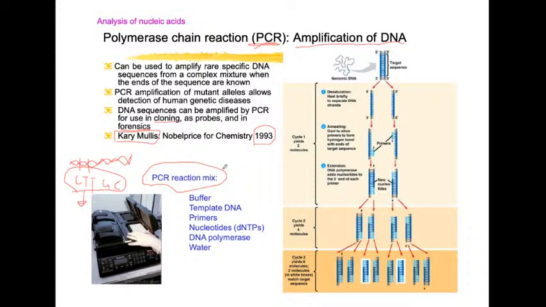And for the same, you have buffer, template DNA, primers, nucleotides, DNA polymerase, and water. So these are the six things that you require for your particular PCR reaction.